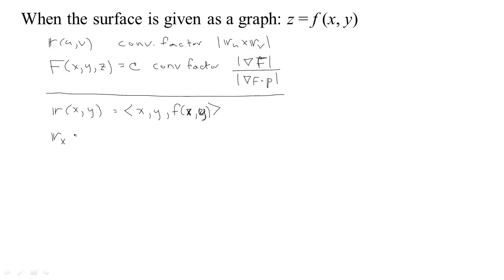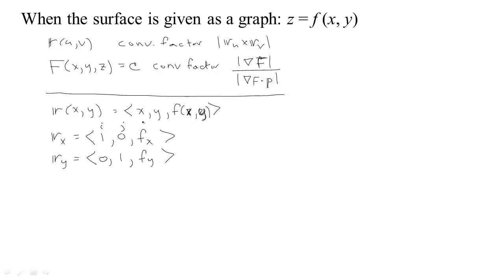Let's see, the derivative of r with respect to the first parameter x: the derivative of x with respect to x is 1, the derivative of y with respect to x is 0, and the derivative of this would be the partial of little f with respect to x. And the partial of our parameterization with respect to the second parameter y: the derivative of x with respect to y is 0, the derivative of y with respect to y is 1, and the derivative of this with respect to y is f sub y.